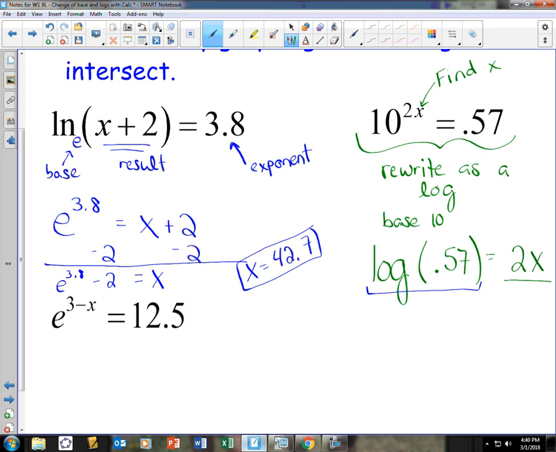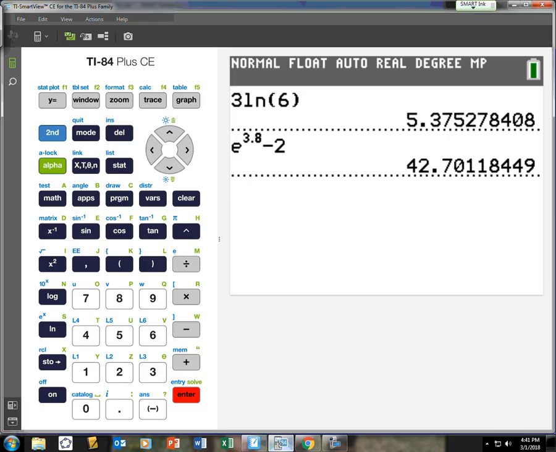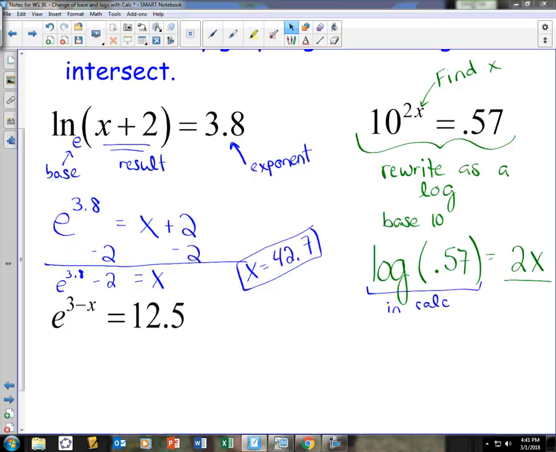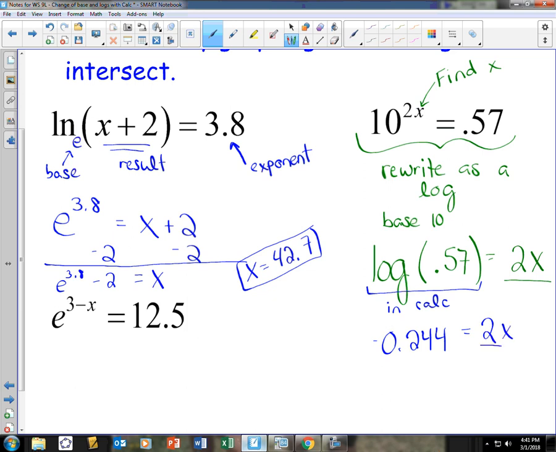So log of 0.57. Let's see here. Log of 0.57 is negative 0.244. So negative 0.244 is equal to 2x, and then divide by 2, and we will be able to find out that x is negative 0.122.